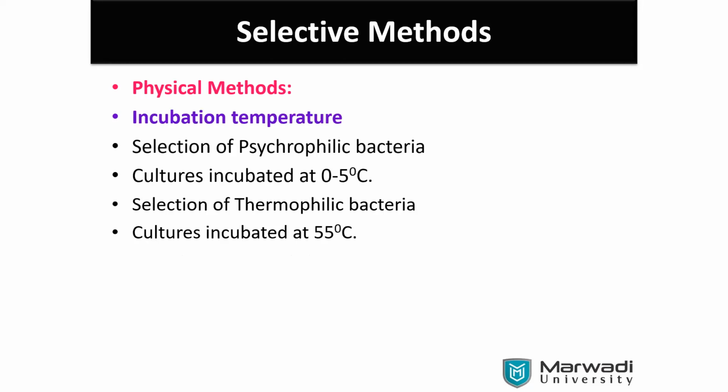Another is incubation temperature, like psychrophiles, those growing at a lower temperature, 0 to 5. Mesophiles grow from normal room temperature up to 40. If you go to 40 to 45, then thermophiles, 60 and up. If going 60, 70 and up, those are hyperthermophiles. They can grow even at 100 degrees. So with physical methods like temperature, we can isolate different kinds of bacteria.